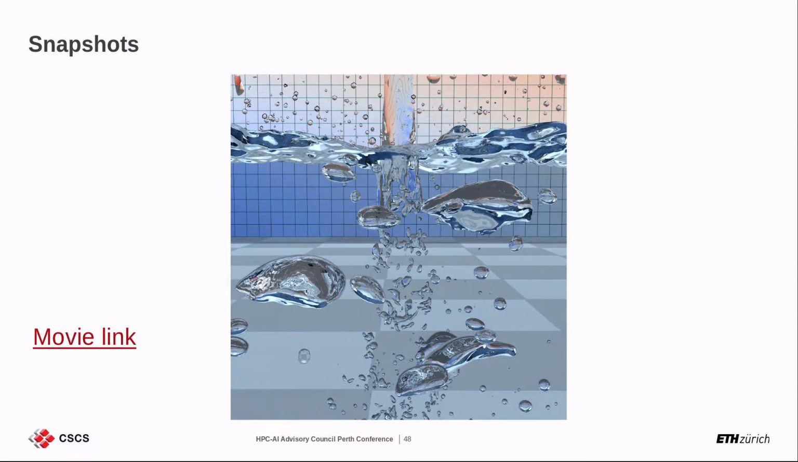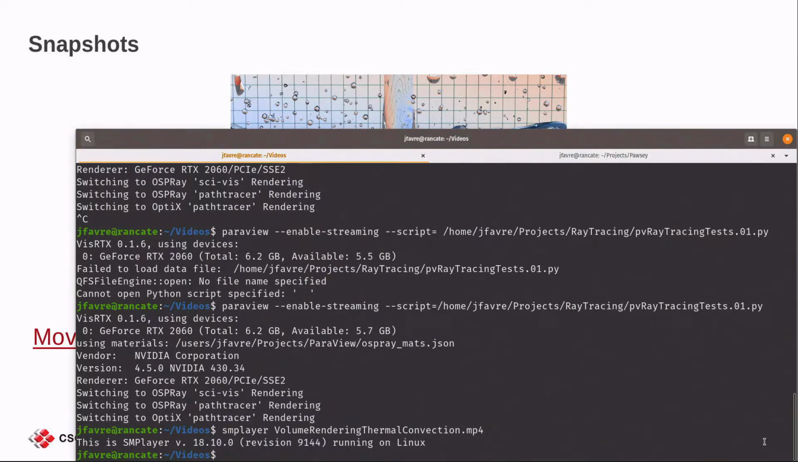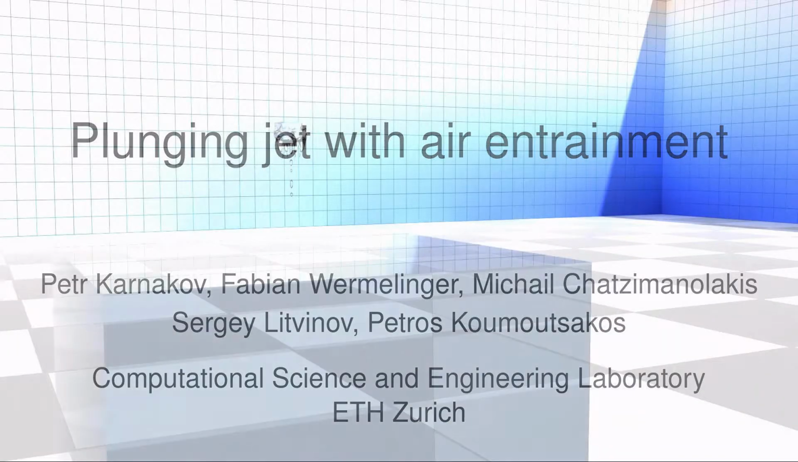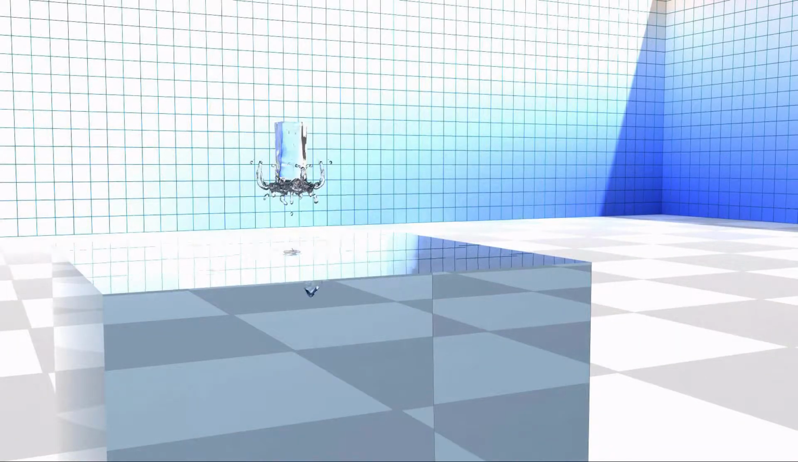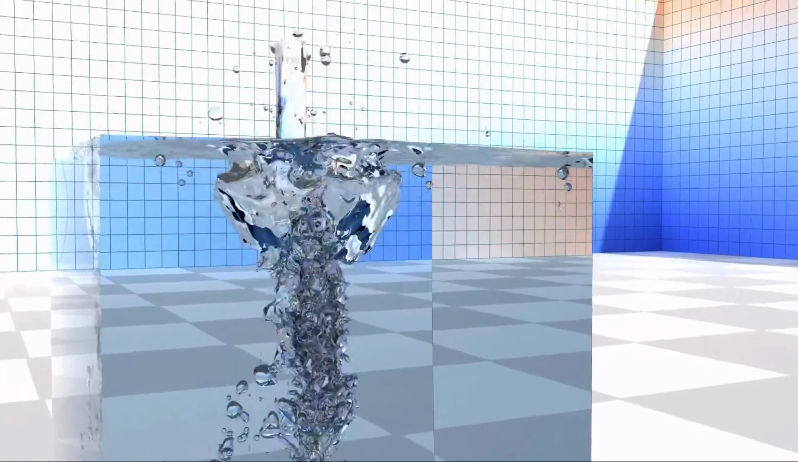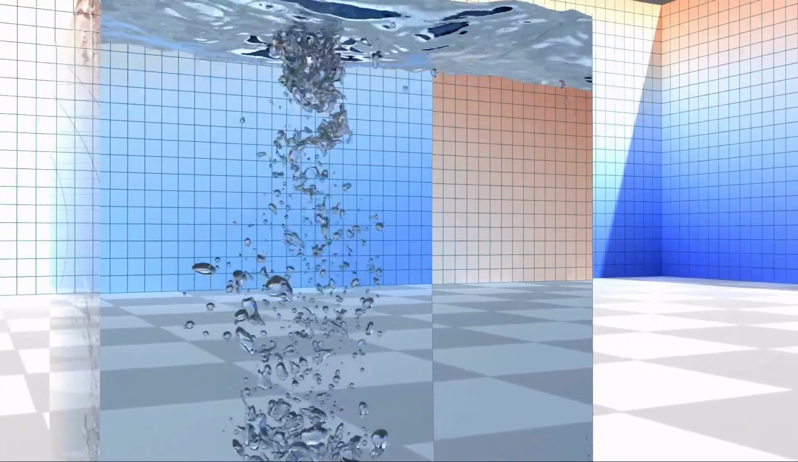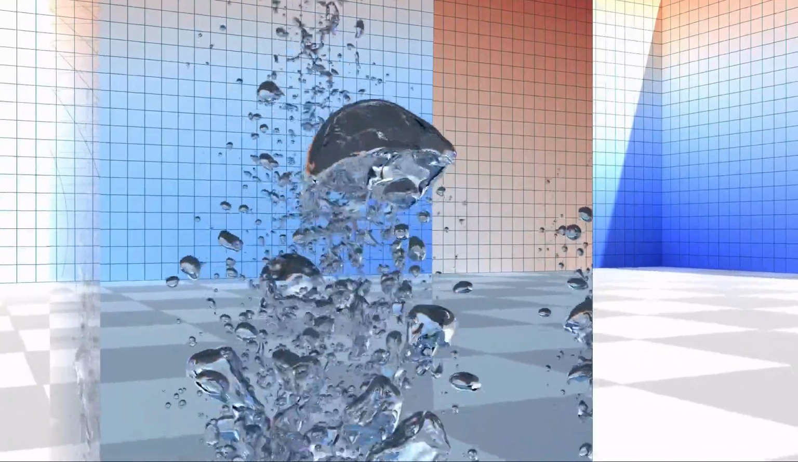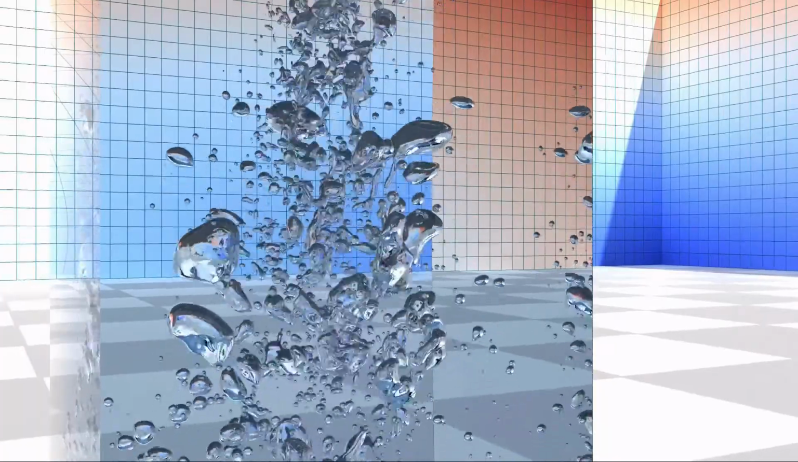I'm going to show you here my local copy of the movie to make it faster, so I don't have to go through the internet. So this is the movie here. So we start with a still block of water, and then this jet of water is now entering at pretty high speed into the column of water, and we have all kinds of phenomena taking place.